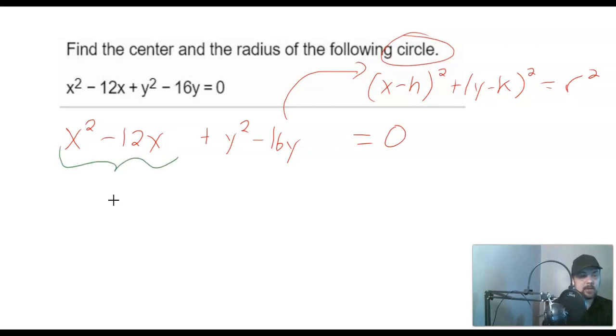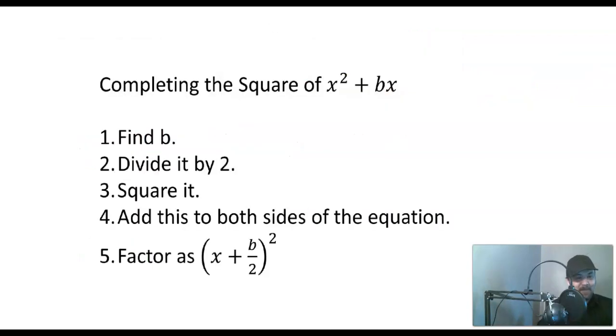All right, so how do I make this set of x terms look like this? All right, that's the question. How do I go from this to this? That's what this process is for. All right, whoops, I hit the wrong button. It was a great setup, and then I dropped the ball. Completing the square of that kind of expression.